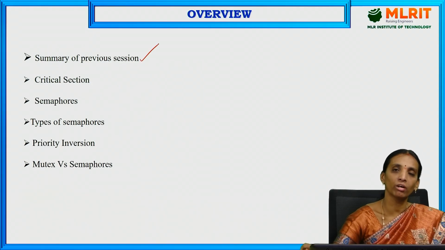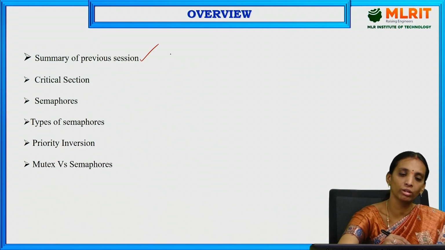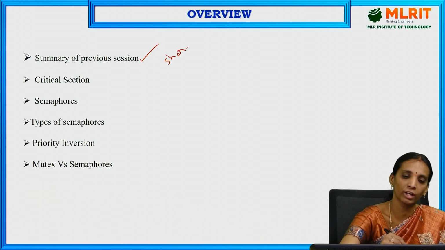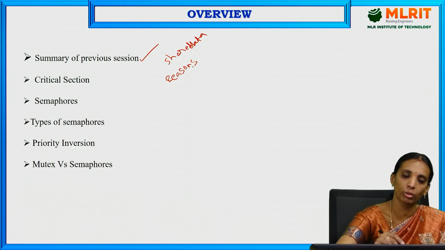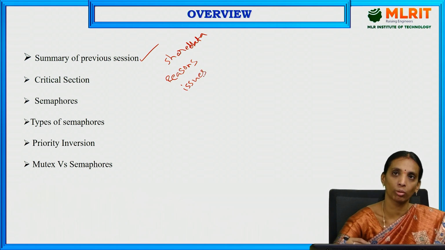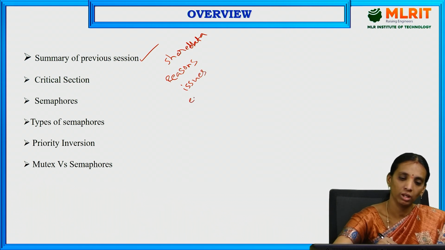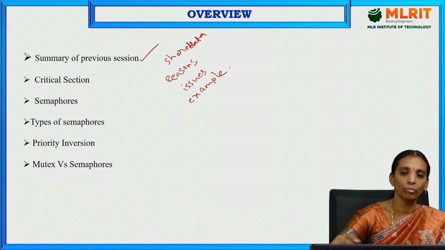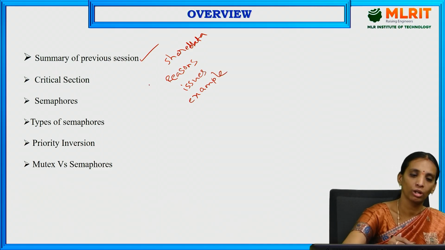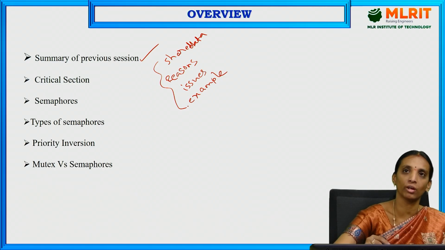In the summary of the previous session, we discussed the shared data problem: what is meant by shared data problem, what the reasons are for causing it, what issues are caused by it, and an example of the shared data problem. Now we are going to discuss in this session the solution for this shared data problem.